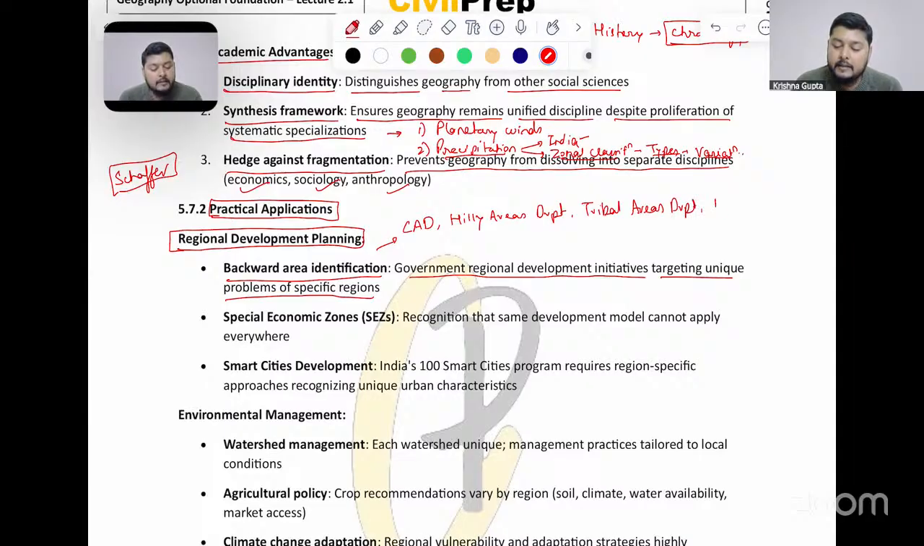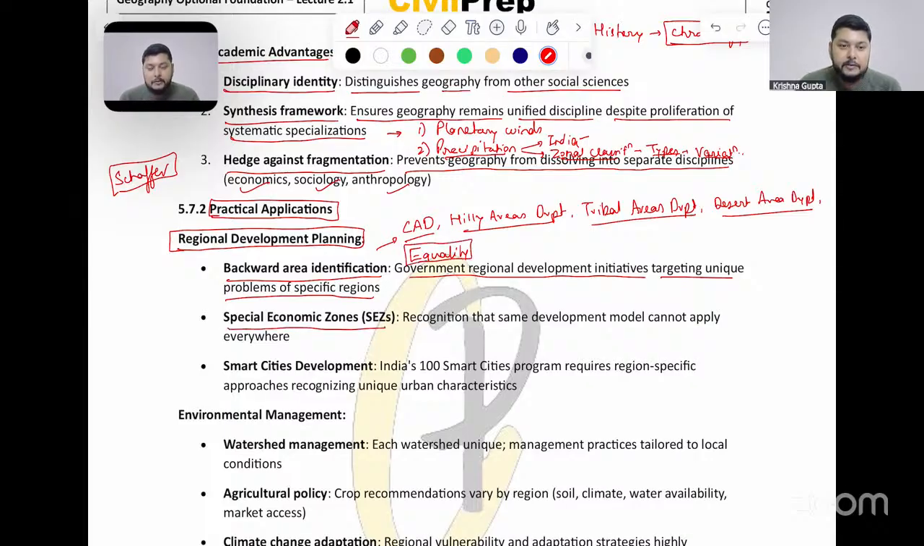Okay, we have desert areas development. These are certain areas or regions identified by the Government of India, which are used for planning. These backward areas are very important to be planned and developed because we want to achieve equality in those particular regions.